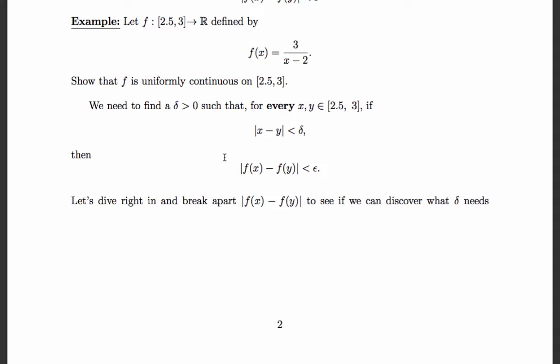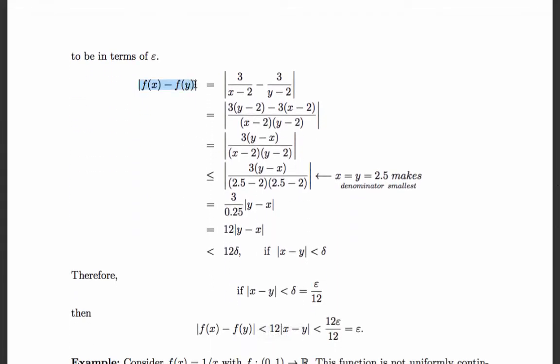Okay, so let's dive right in to our goal. Let's figure out if we can see what delta has to be, right? Let's just take f of x minus f of y and break it down. So f of x minus f of y is, well, f of x is 3 divided by x minus 2, and f of y is 3 divided by y minus 2. We can put our two fractions over a common denominator, x minus 2 times y minus 2. That'll give us a numerator, 3 times y minus 2 minus 3 times x minus 2. Once I cancel things up and get rid of the debris, I get 3 times y minus x divided by x minus 2 times y minus 2.